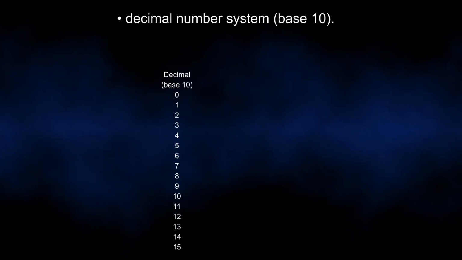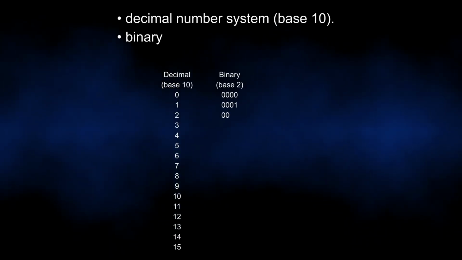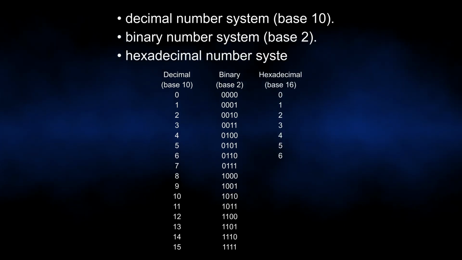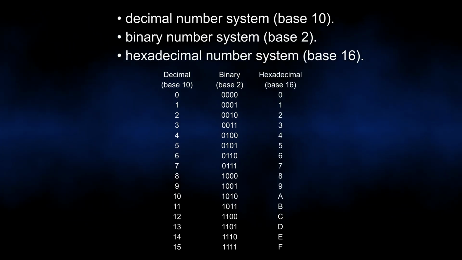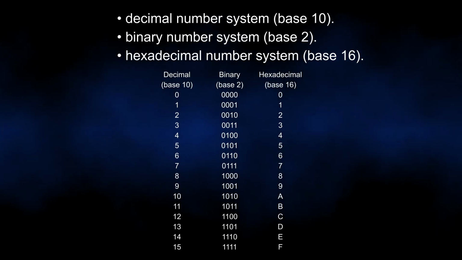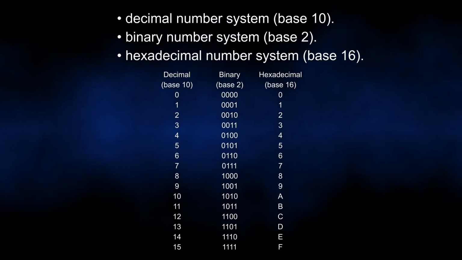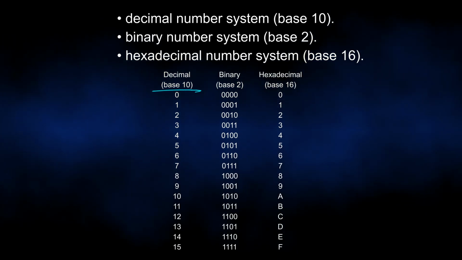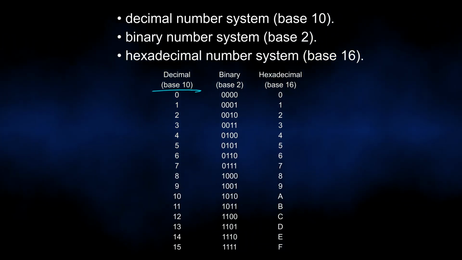Each number system might be referred to by its base. So the decimal number system might be referred to as base 10. The binary number system would be referred to as base 2. The hexadecimal number system would be referred to as base 16. One useful interpretation of this base nomenclature is that the base number, like base 10 in the case of decimal, indicates the number of symbols available for a single place.